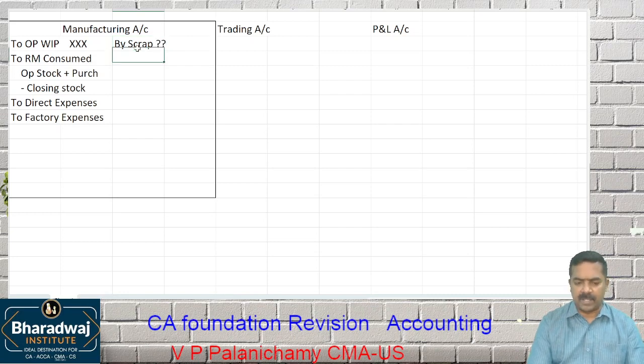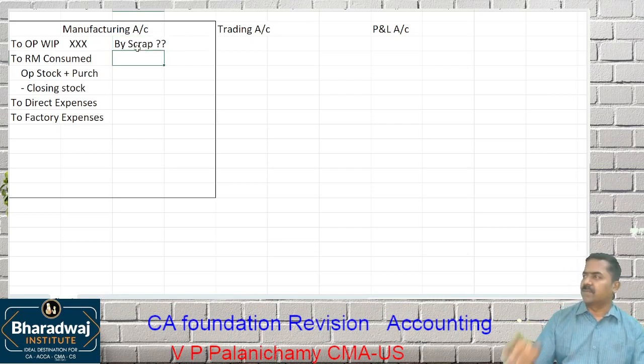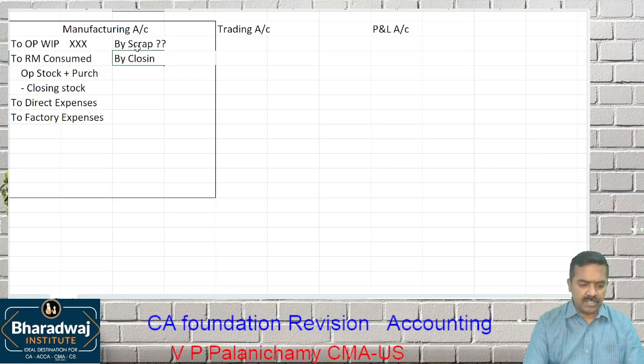Okay, then suppose if there is any scrap sold, that we eliminate. Scrap, what do you mean by scrap? Raw material scraps which are sold, we eliminate. Then we record which one? Closing stock of work in progress. Then as a balancing figure, what will you get? Cost of production.